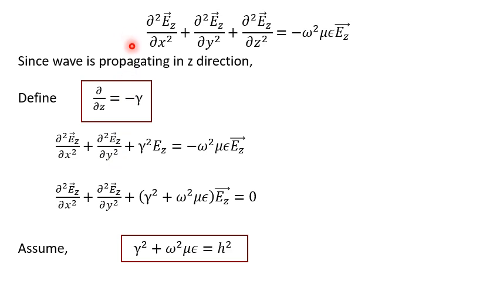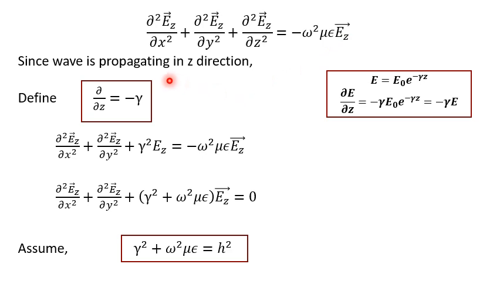The Laplacian operator in the rectangular coordinate system can be defined as dou square Ez by dou x square plus dou square Ez by dou y square plus dou square Ez by dou z square is equal to minus omega square mu epsilon into Ez. Now the wave is propagating in the z direction. Since the wave is propagating in the z direction, the field vector can be written as E is equal to E0 e raised to minus gamma z, where gamma stands for the propagation constant.